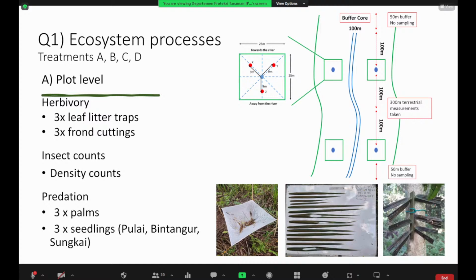4 within the riparian buffer. So for the herbivory, I set up 3 leaf litter traps in this Y configuration that you see here. I left them out for about 10 days. I collected the contents and I visually assessed any herbivory damage that was on the leaves.